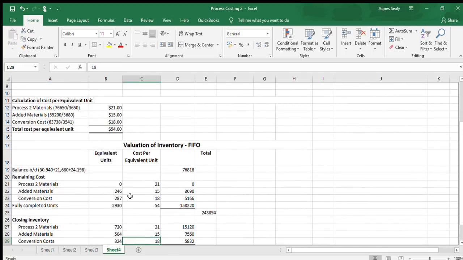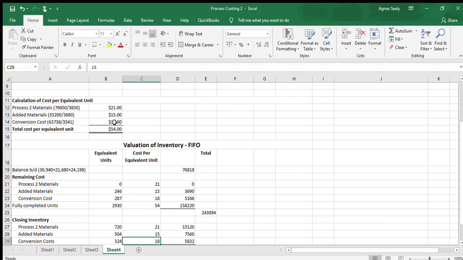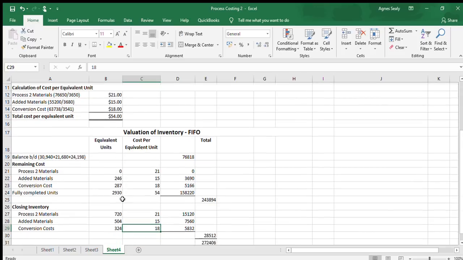Now, when you come here, you don't necessarily have to set it up like this with equivalent units, cost per equivalent unit. But you must remember that you're doing a calculation. So you can work out your balance brought down, and you can put down that balance brought down figure. You can then set out your process 2 materials, added materials, conversion, fully completed, and then just take your equivalent units and multiply it by the cost per equivalent unit to give you your total cost. So you don't have to memorize this table here. All you have to remember is we are valuing our inventory, so we need to take the equivalent units and multiply it by the cost per unit that we would have calculated, and that our fully completed units are multiplied by the total cost per equivalent unit.